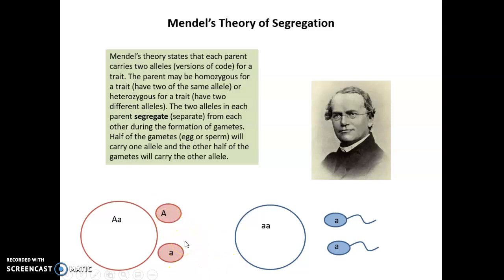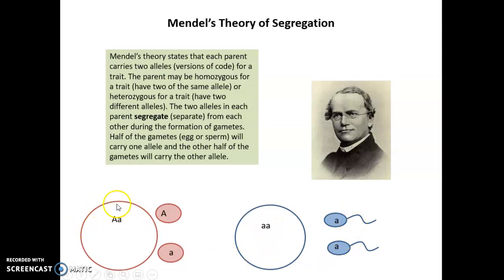When gametes are formed, remember we talked about meiosis last time. So during the formation of gametes, we're going to go from diploid to haploid. And when we go from diploid to haploid, those alleles for those traits segregate or separate from each other. So half will go to one gamete, which is an egg or a sperm, and the other half will go to the other gamete, which means that each one will get a different copy of the allele. And sometimes that will lead to completely different alleles in each gamete, and sometimes it's still the same allele.